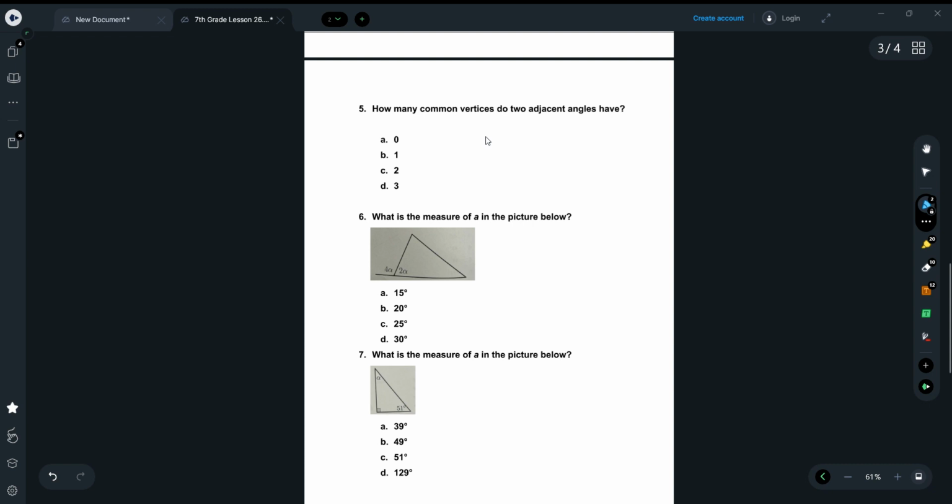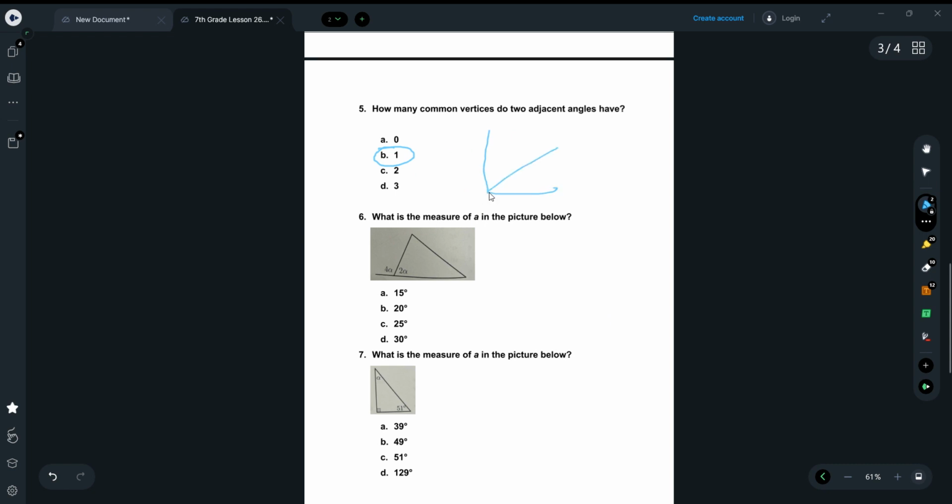Adjacent angles are angles that are next to each other, like that. So this angle and this angle would be called adjacent angles. Do these adjacent angles only share one corner? As you can see, it's this corner right here. That's only one corner. So your answer for this question would be B.